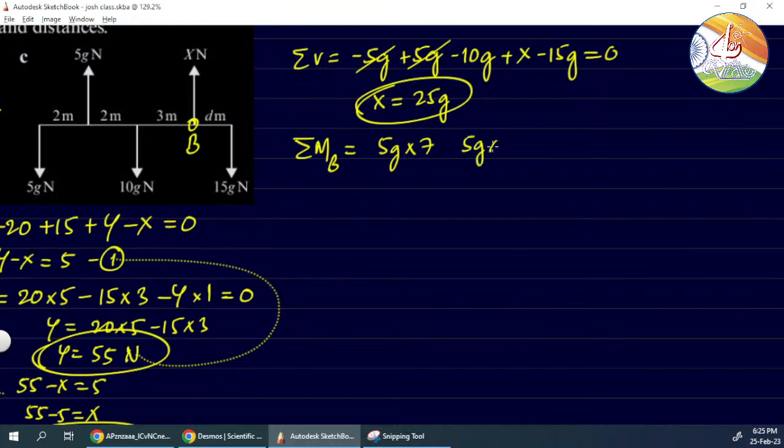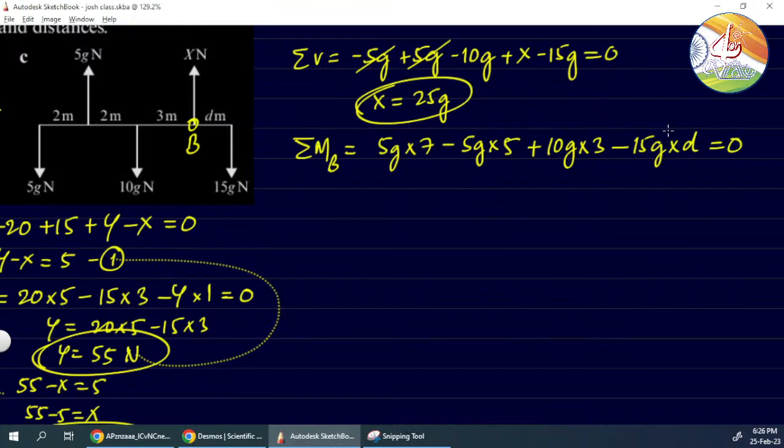Then upper 5g, the distance is 5, so 5g into 5. This one is going clockwise, so minus. Then 10g into distance 3. This one is going anticlockwise, so plus. Then 15g into d, this one is going clockwise, so minus. Total should be 0, correct?